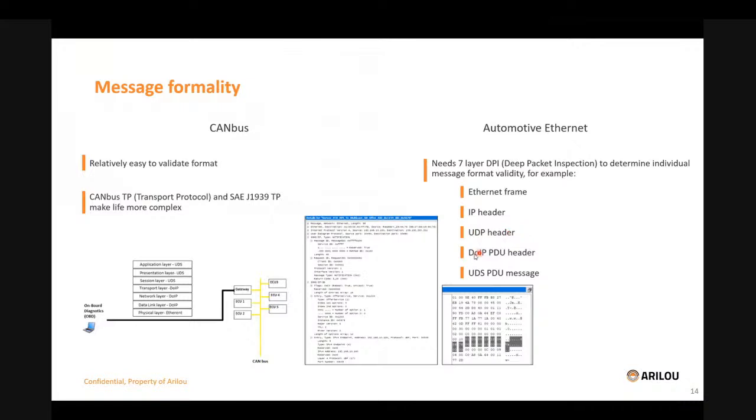Going up 1 layer, let's say that we're using UDP, so we need to analyze the UDP header, and then the DoIP PDU header, and in this case UDS, the diagnostics running over diagnostic over IP. So we need to analyze this as well. So it goes very, very deep into the frame. Complexity means a lot of work. So there is a very substantial difference between message formality in the Ethernet and in the CAN bus, and Ethernet is much more complex.